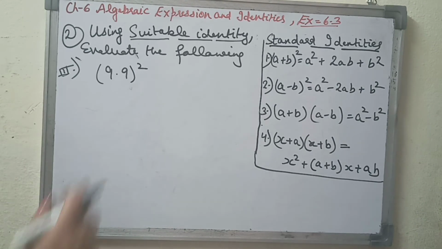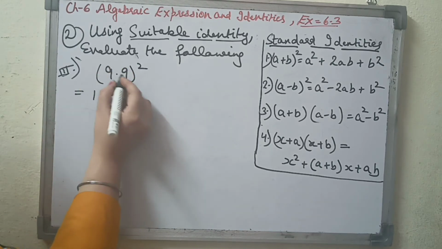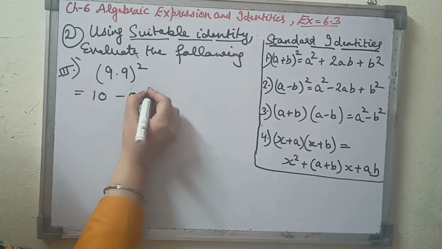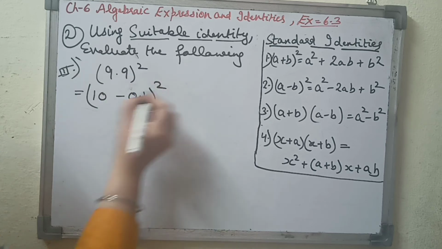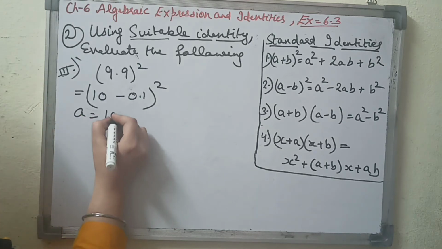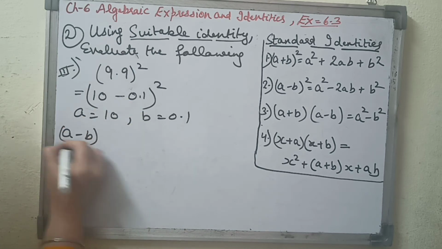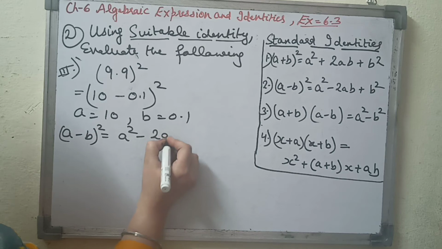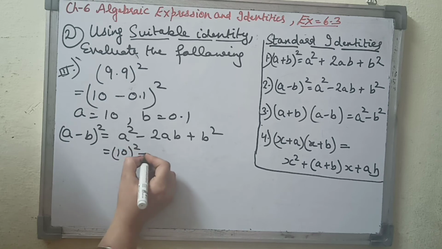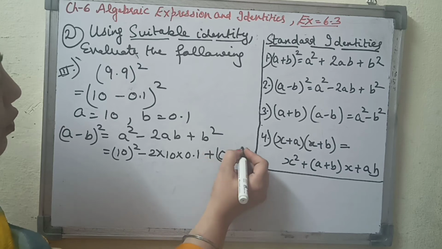Now its third part is 9.9 raised to power 2. We again separate 9.9 into two parts, that is when I subtract 0.1 from 10, we will get 9.9. So now it is of the form (a minus b) whole square, and here a is 10 and b is 0.1. Because there is a negative sign, we use the second identity, (a minus b) whole square is a square minus 2ab plus b square. Now put down the values: 10 square minus 2 into 10 into 0.1 plus 0.1 whole square.